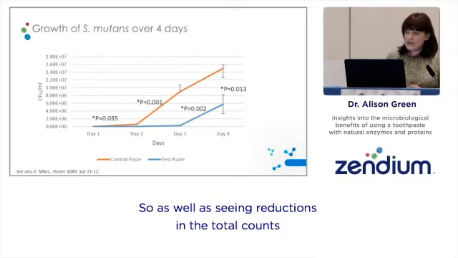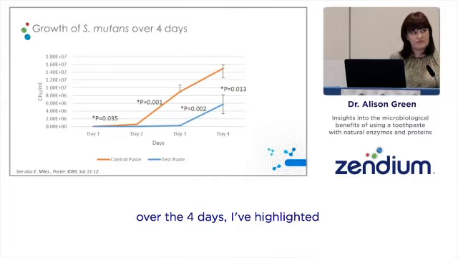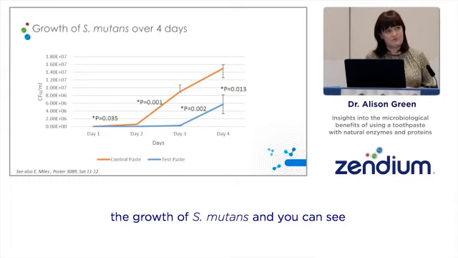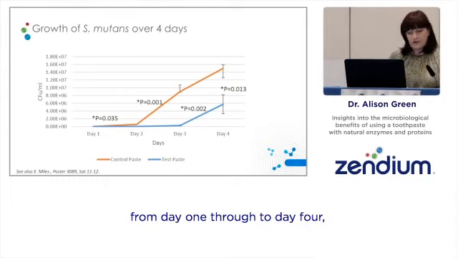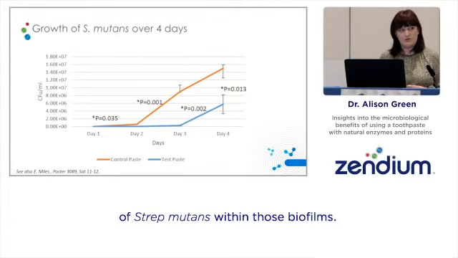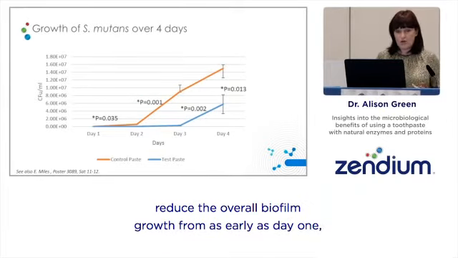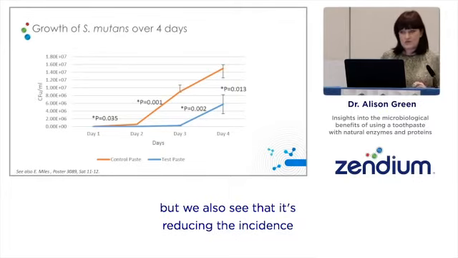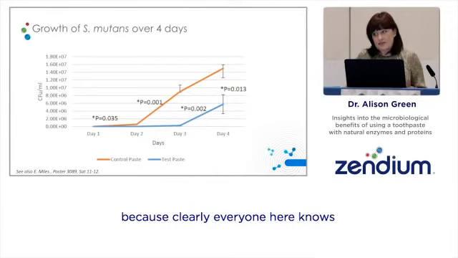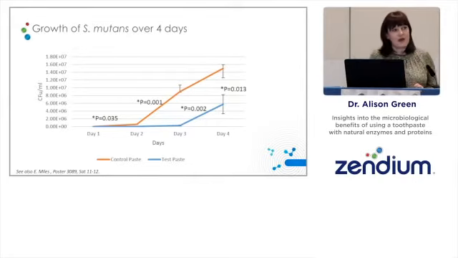So, as well as seeing reductions in the total counts of the bacteria grown on those enamel discs over the 4 days, I've highlighted one piece of data here, which is specifically the growth of S. mutans, and you can see from day 1 through to day 4, we see significantly reduced numbers of Strep mutans within those biofilms. So not only does the Zendium with enzymes and proteins reduce the overall biofilm growth from as early as day 1, but we also see that it's reducing the incidence of Strep mutans, which is important because clearly everyone here knows that's one of the bacteria associated with caries. So that was in vitro.